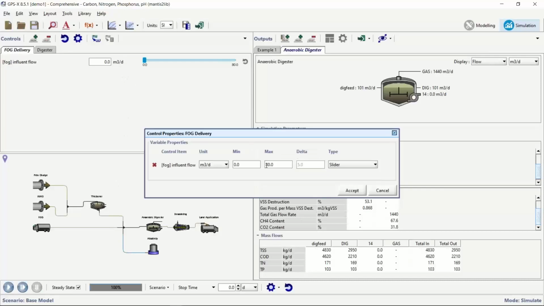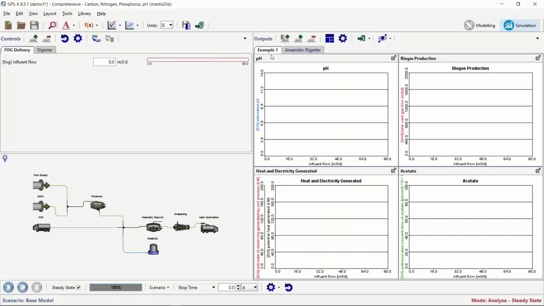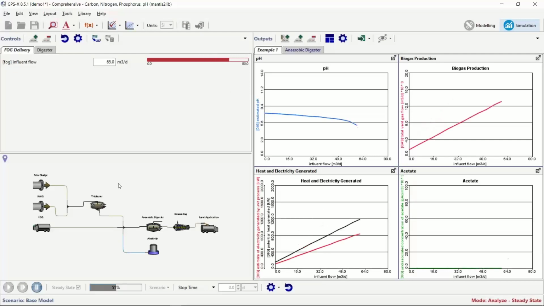I'm going to switch this over to an analyze step. So now I'm going to run a steady state solution at a whole bunch of steps from 0 fog up to 80 meters cubed per day of fog. And we'll see how that goes. All right, so I'm going to turn this on. I have a number of graphs set up over here, and I'm just going to let it do its thing.